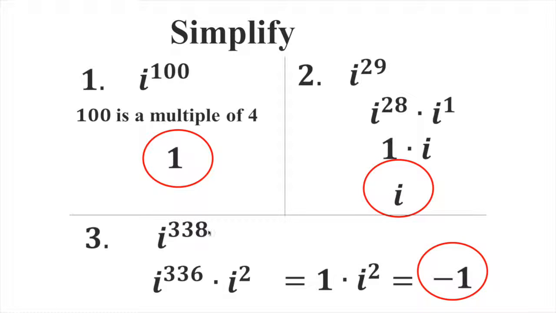Over here we've got 338. We divide that by 4. We end up with a remainder of 2. A remainder of 2, i squared, is -1. Okay, now we're going to move on.